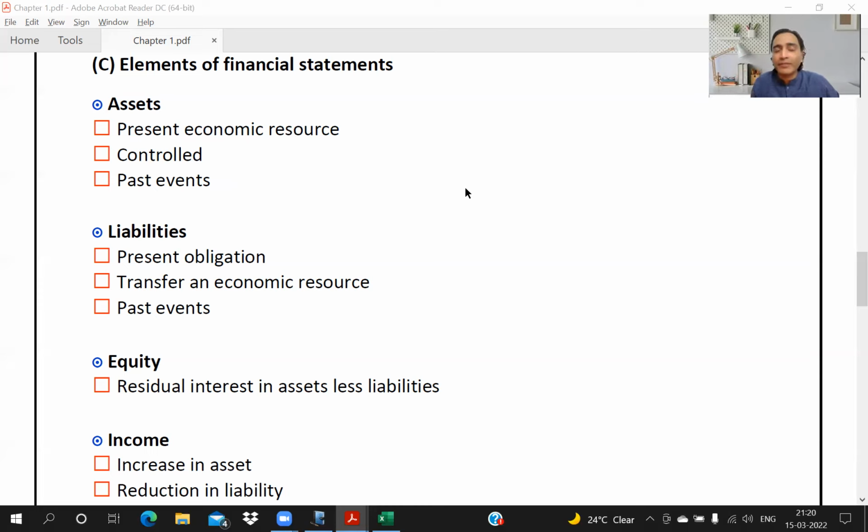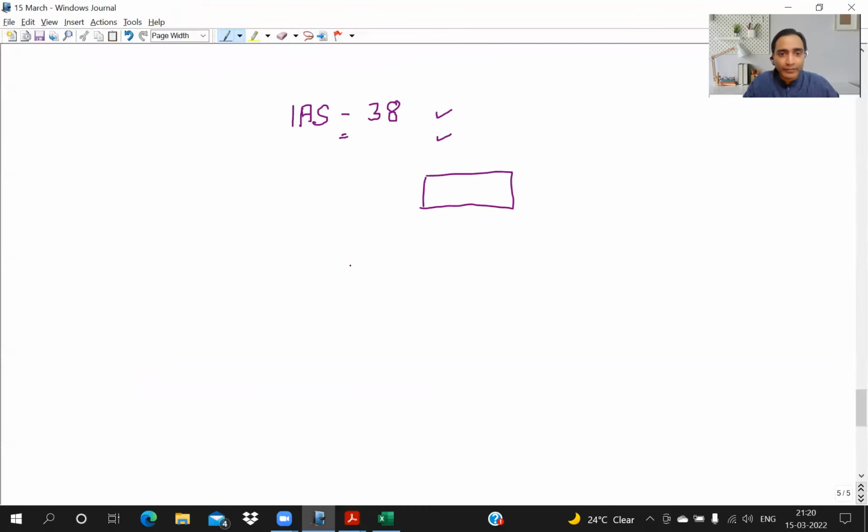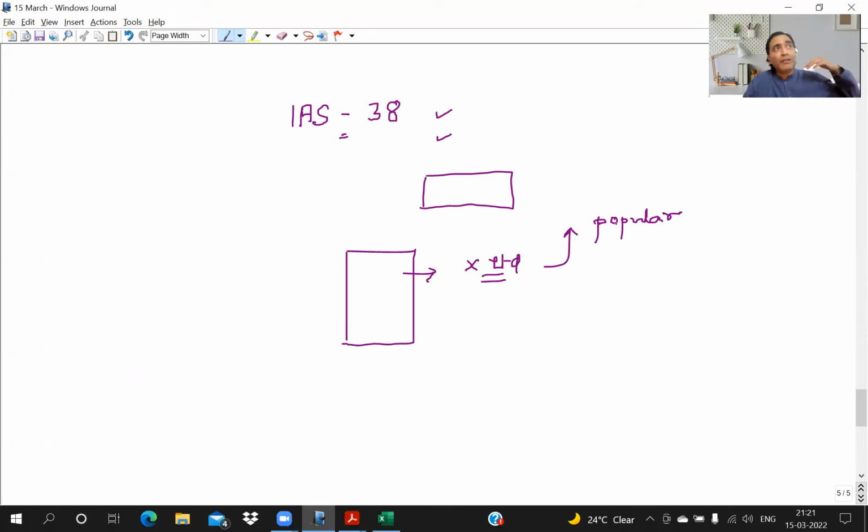My own self-generated goodwill, can I control it? Now, you might be wondering, what does that mean? I'll tell you what it means. Say, for example, I have a business and the name of my company is X Limited. Now, X Limited is very popular. The brand is very popular. My goodwill, my reputation is tremendous.